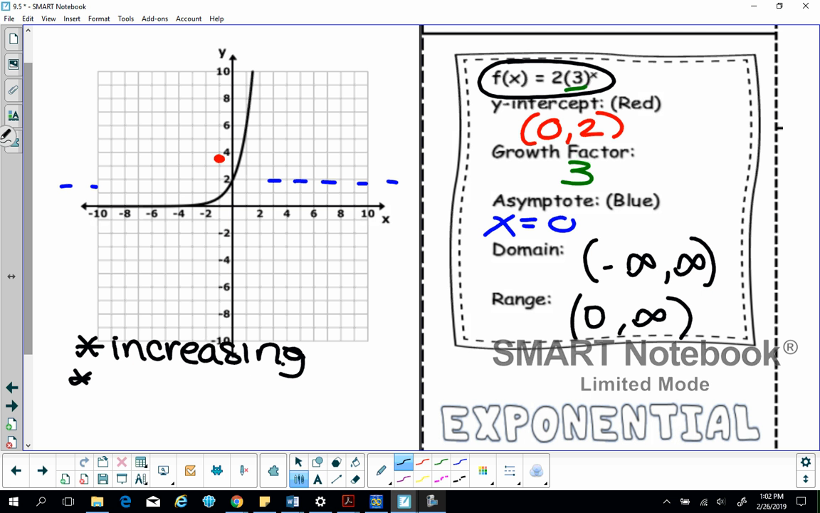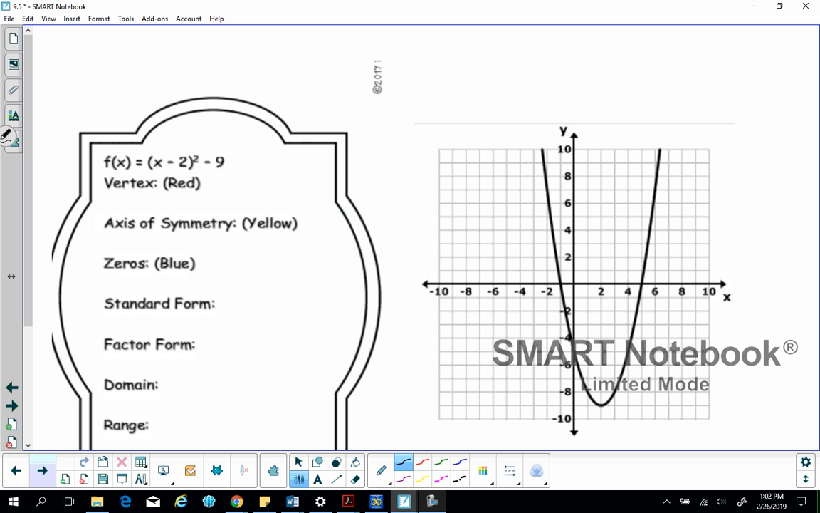What else? Is the rate of change constant or variable? Variable, right? So it depends where I'm asking you. If I'm asking you from here to here, that's a different slope than here to here. So it's variable. It just means it changes.